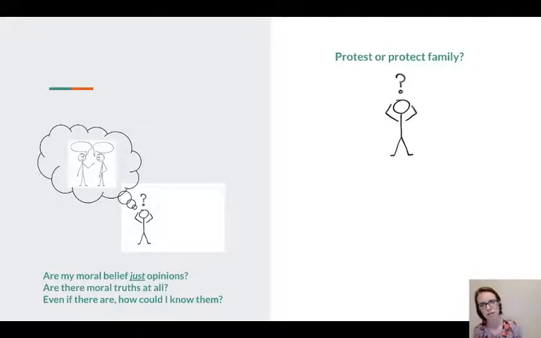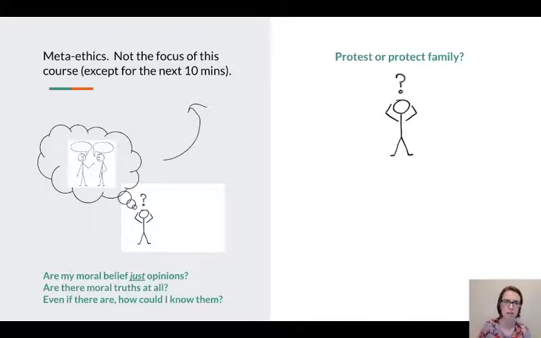So in these two different scenarios, Sticky is engaged in two different types of activities. In the second scenario we looked at, where he's thinking about the disagreement between the two friends that he witnessed, Sticky is asking himself, are my beliefs just opinions? Are there any moral truths at all? Even if there are, how could I know them? Here, Sticky is doing meta-ethics. That is, he is asking questions about ethics, about what ethics is. This is not the focus of this course, except for the next 10 minutes or so.